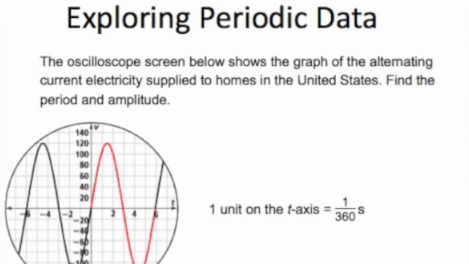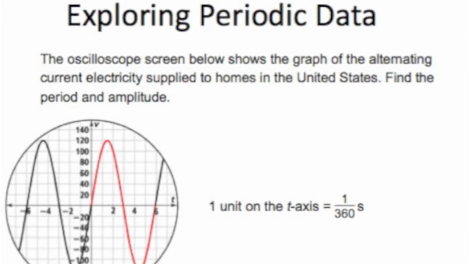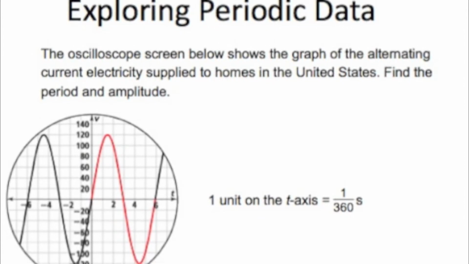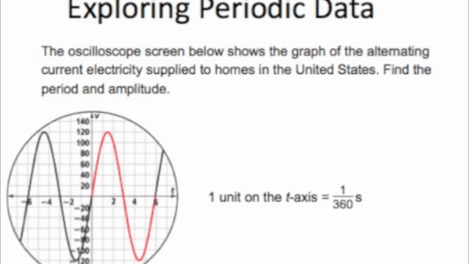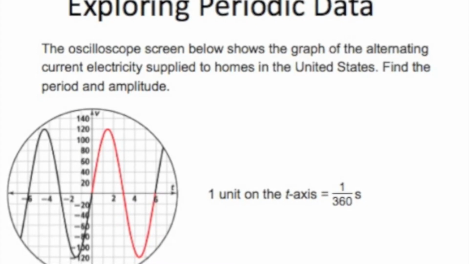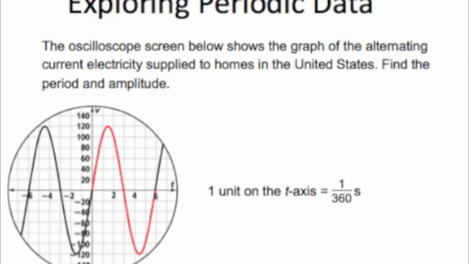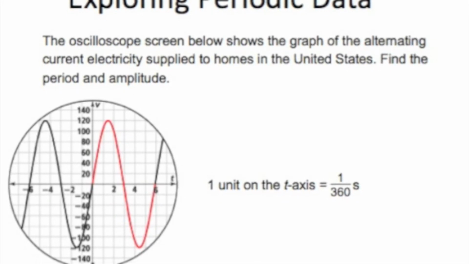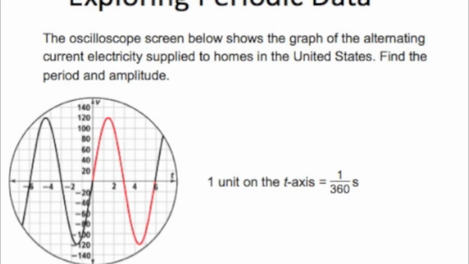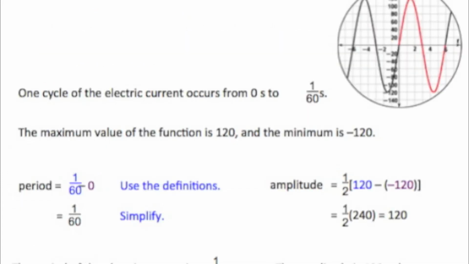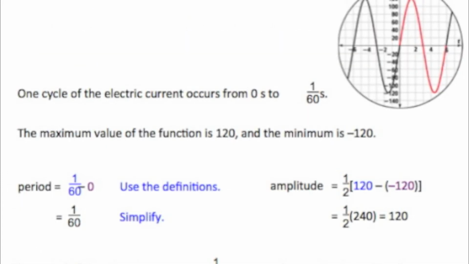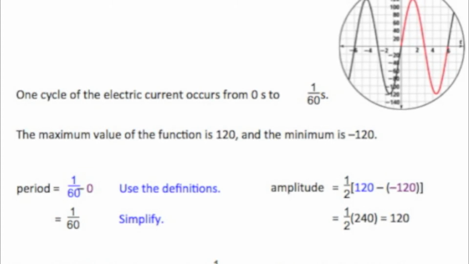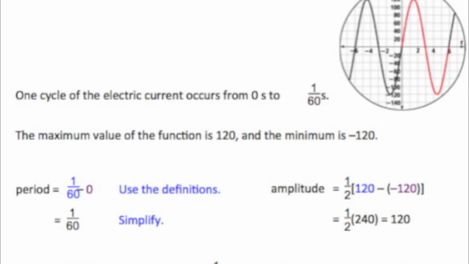So this is just continuing on in exploring periodic data. This oscilloscope screen below shows the graph of the alternating current electricity supplied to homes in the United States. We're going to find the period and the amplitude. So 1 unit on the t-axis is equal to 1 divided by 360 s. One cycle of the electric current occurs from 0 s to 1 divided by 60 s, and the maximum value of the function is 120 and the minimum is -120.